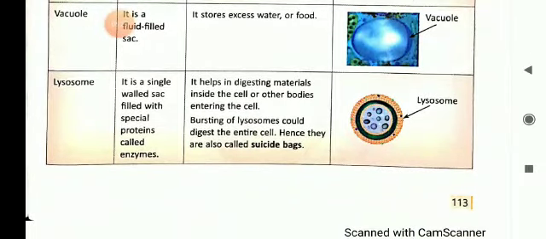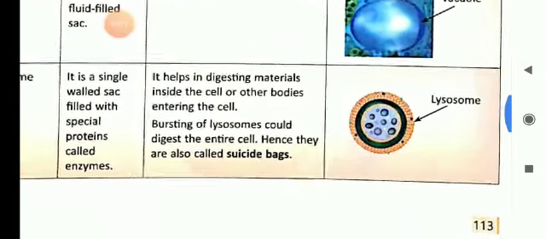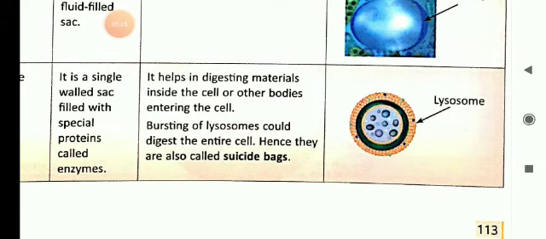Next is lysosome. Lysosome is a single walled sac filled with special proteins called enzymes. Enzymes are chemicals which are released by the body for a specific function, and these are present in the lysosome. It helps in digesting materials inside the cell or other bodies entering the cell. So it helps in digesting materials.